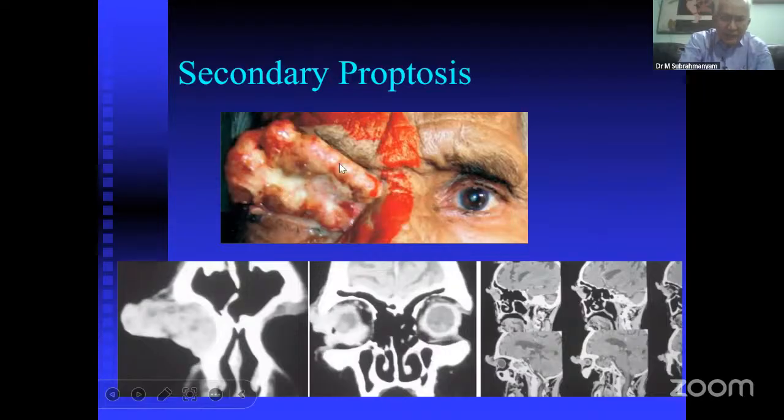Secondary proptosis. Here you can see a big basal cell carcinoma with extension into the orbit, as you can see here cutting around below. Extension into the orbit and with bony erosion, which needed exenteration.